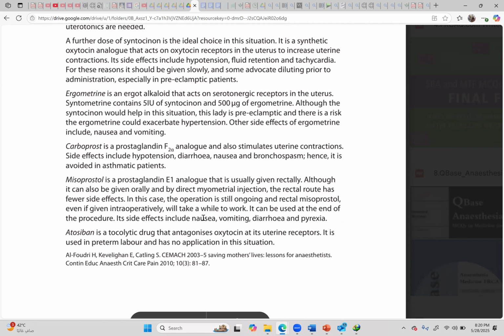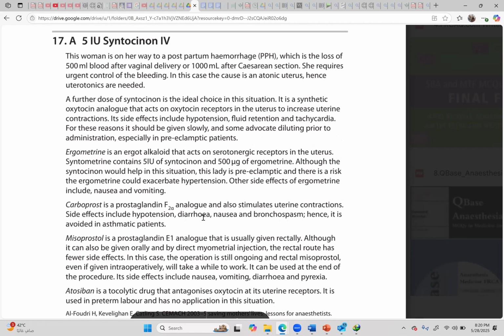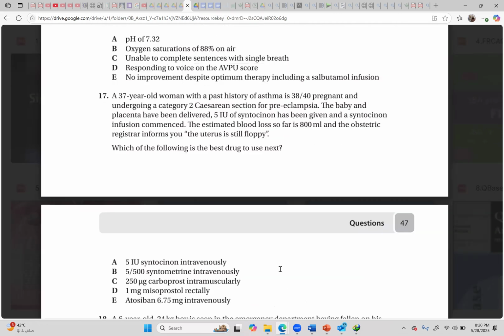So another thing is that CMACE is something you should know. I will be very happy if someone shares the latest CMACE, the Confidential Enquiry into Maternal and Child Health. If anyone can share, that will be great. And you can have some special guidelines about these uterine tonics.